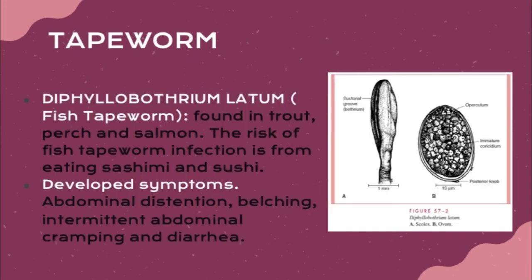Sa mga mahilig naman kumain ng sashimi and sushi, this is the Diphyllobothrium latum, which is also known as fish tapeworm, found in trout, perch, and salmon. Symptoms you will develop are abdominal distension, belching, yung nag-burp, intermittent abdominal cramping, and diarrhea.